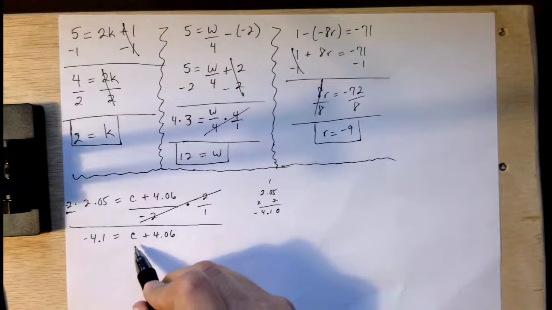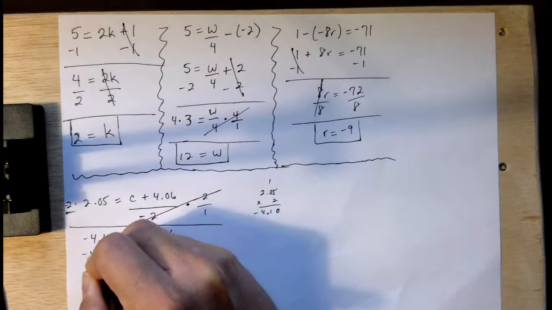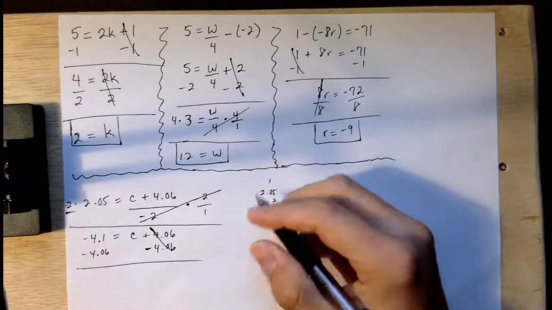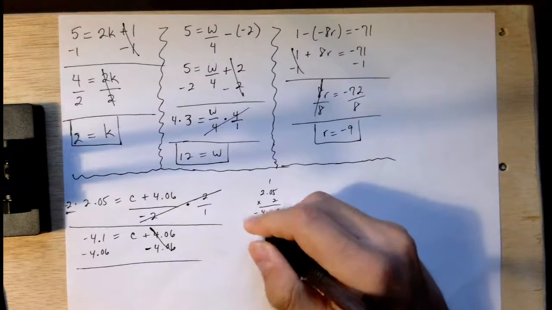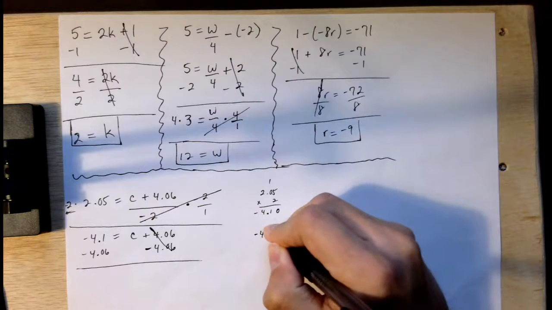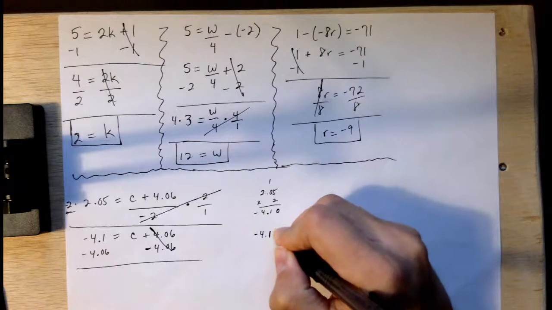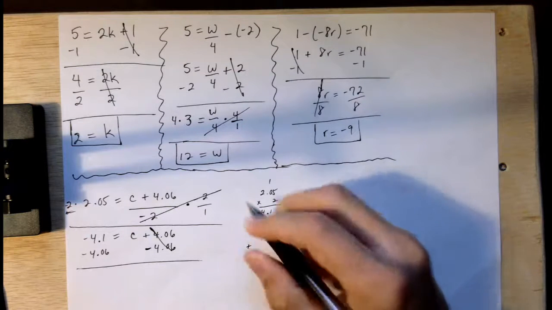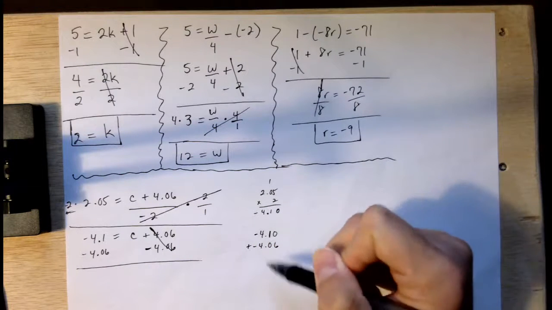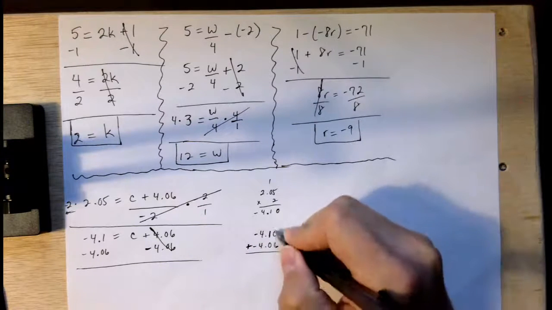Now I want to get c isolated, so I'm going to subtract 4.06 on both sides. These will cancel. Now I'm left with a rather difficult problem. I have negative 4.1 minus negative 4.06. That's the same as doing negative 4.1, and I'm going to actually add a 0 here to make it a little bit easier, plus a negative 4.06. Remember, if you're taking a negative and subtracting another negative, it's the same as adding a negative, right? Keep, change, change.